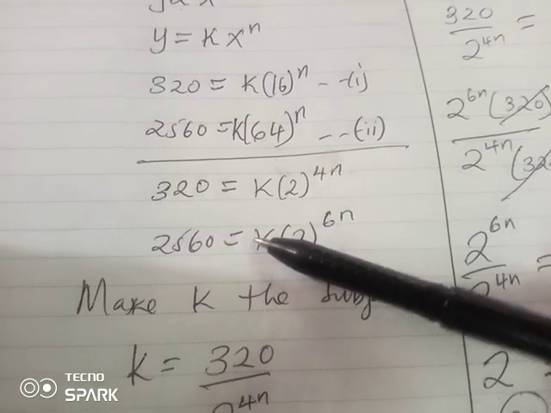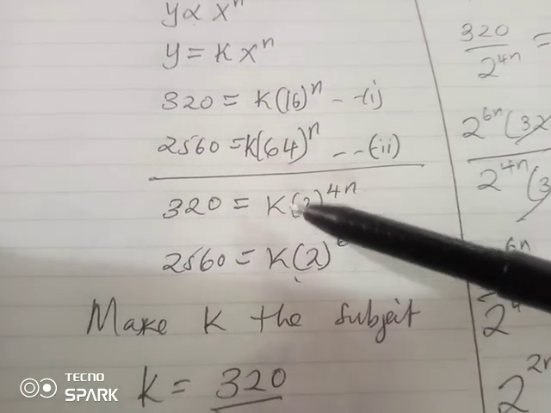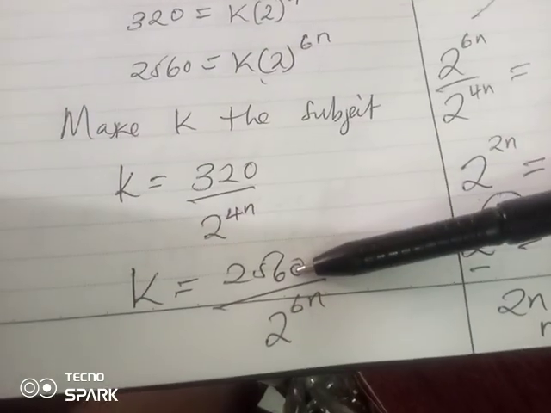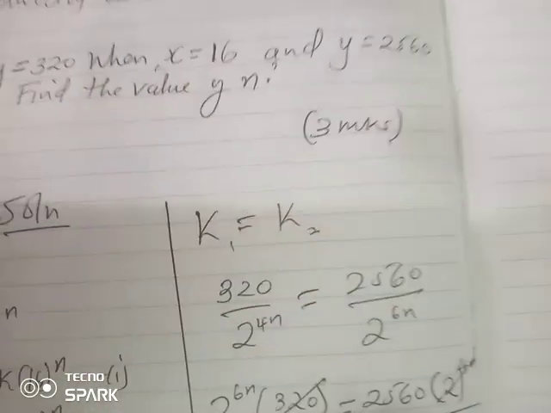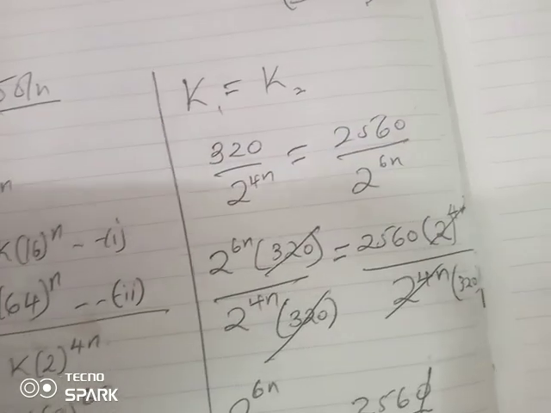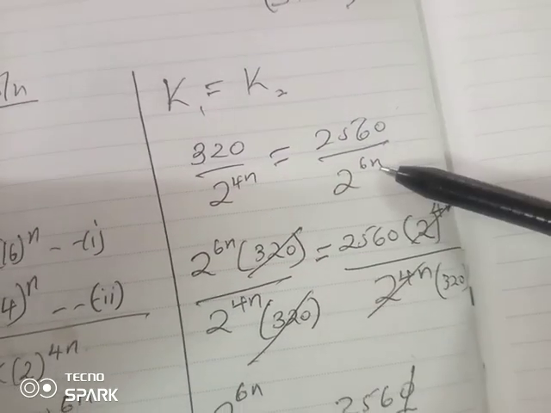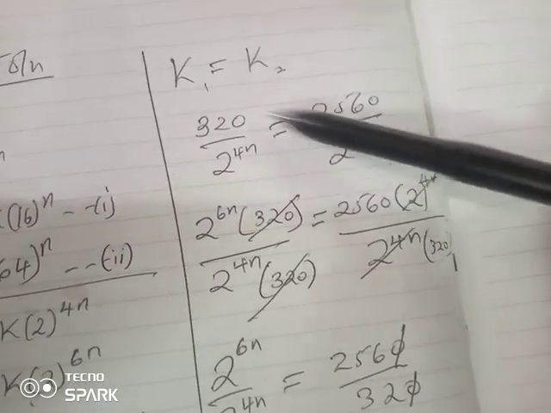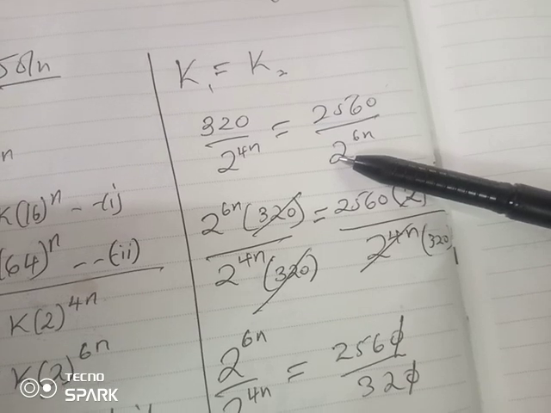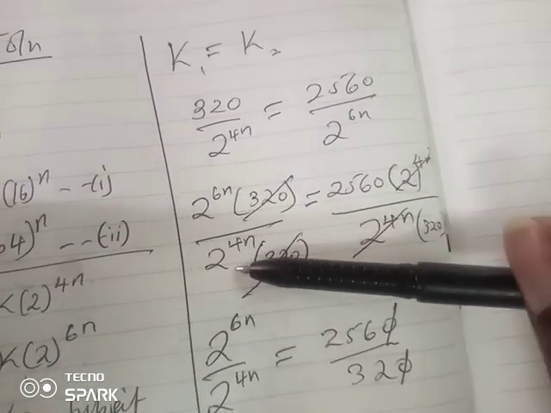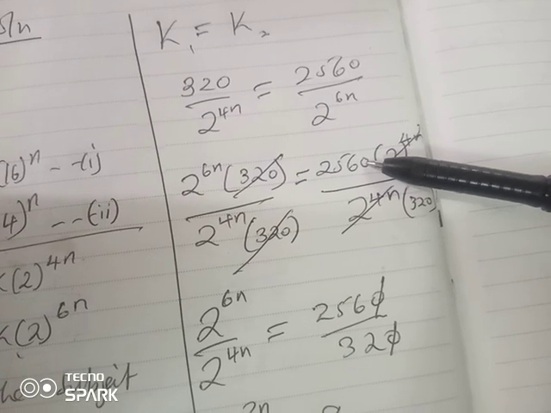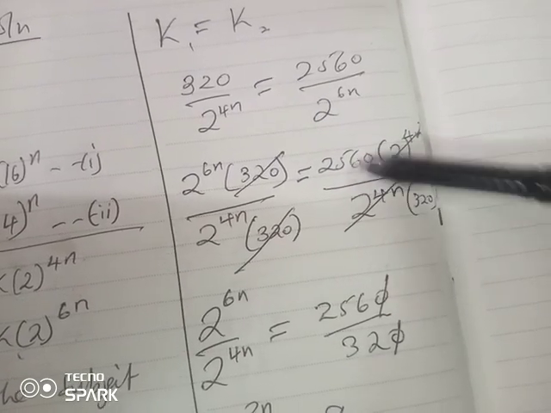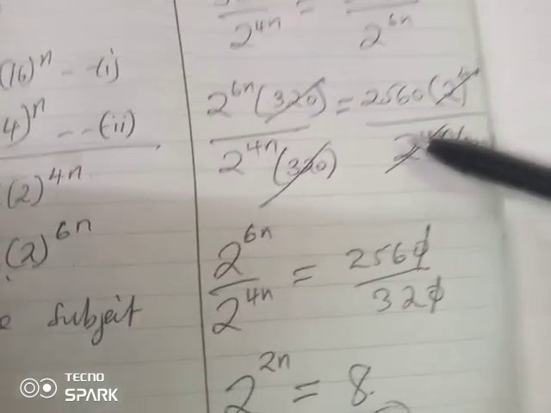The first thing we can see, which is similar in both of them, is k. So we have to make k the subject in each case. I've made k the subject in each case, so we have to equate them. The k's are the same constant. So equating the k's, I've tried to recombine the equations, where I've brought the indices together and the numbers, or the constants, together.